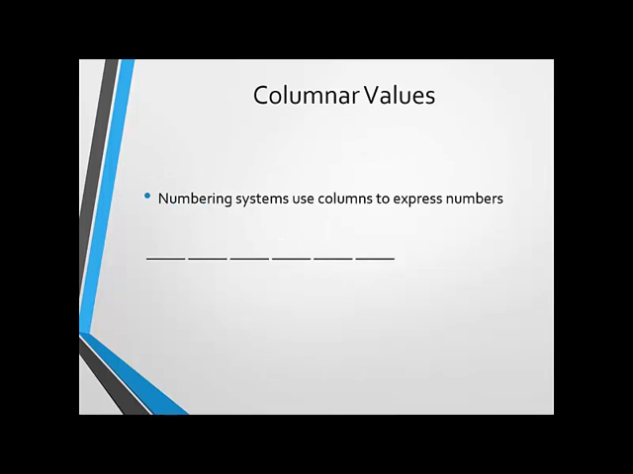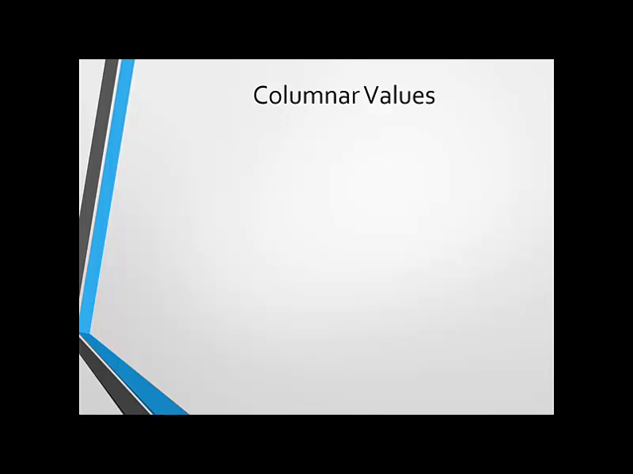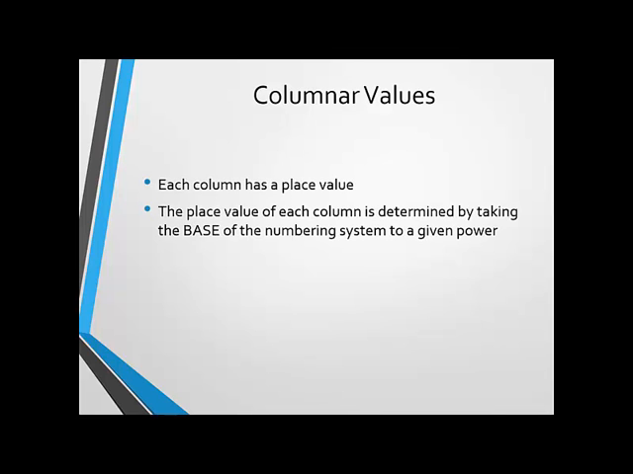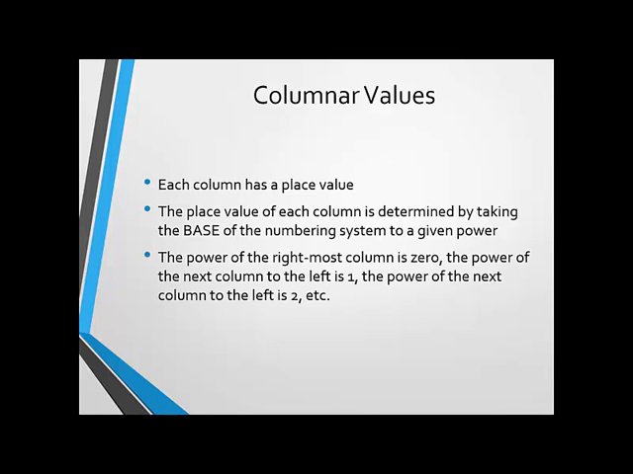Basic review. Numbering systems use columns to express our numbers, our values. Each column has a place value. The place value of each column is determined by taking the base of the numbering system to a given power. The power of the rightmost column is 0, the power of the next column to the left is 1, the next is 2, etc.